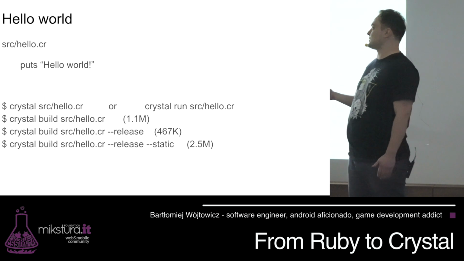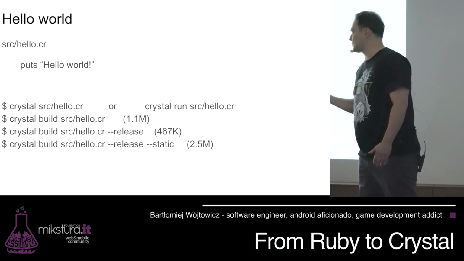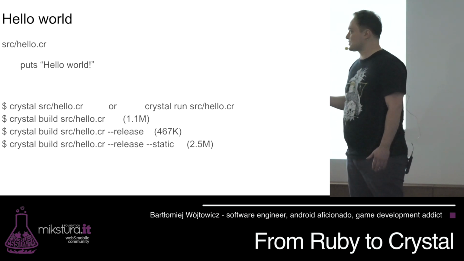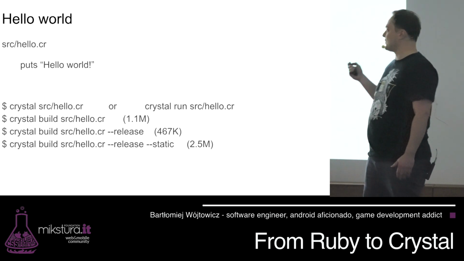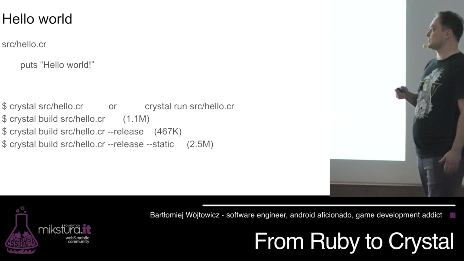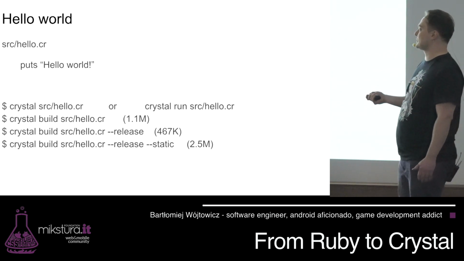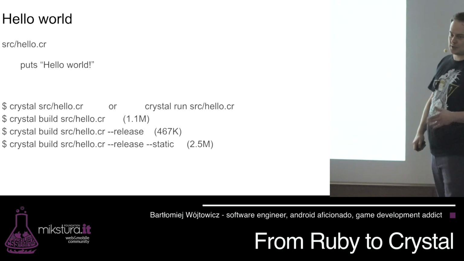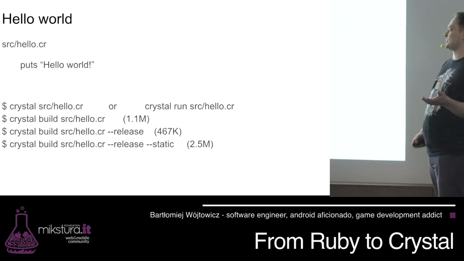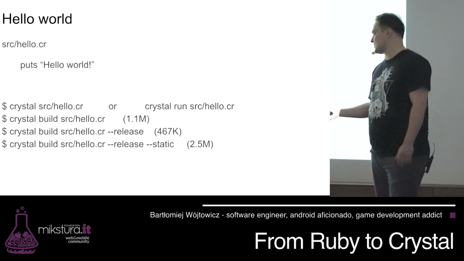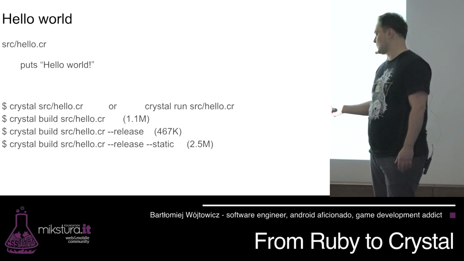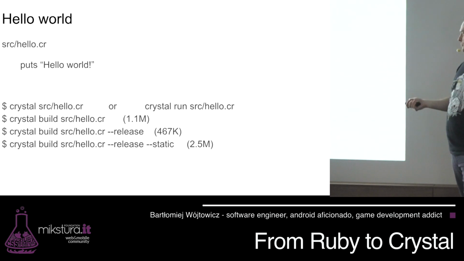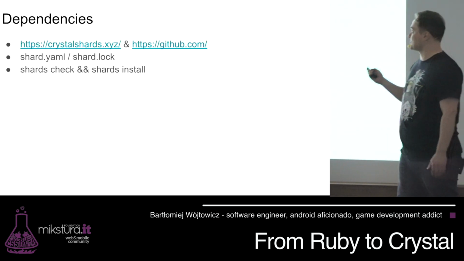The simple binary of this hello world program will take about 1 meg. But because this is debug mode, if you want to release it, especially in production, you should add a release flag. And if you want to put all the system dependencies into the binary, you can use static. And this is how the size of the file is increased. But usually you don't want to compile with a static option.